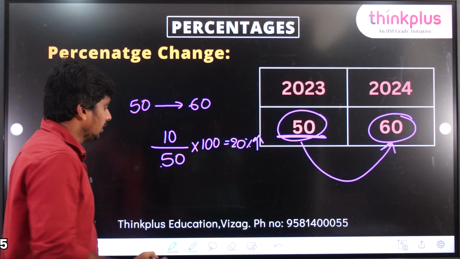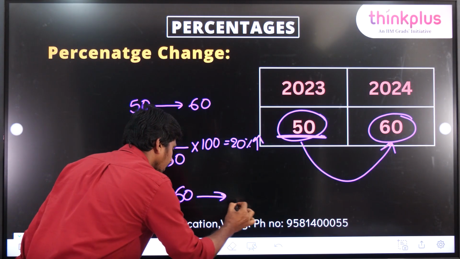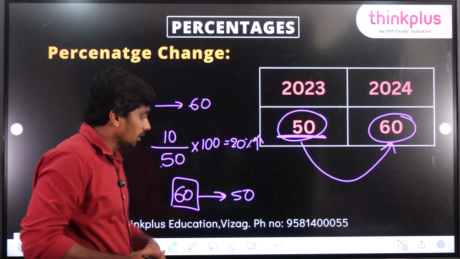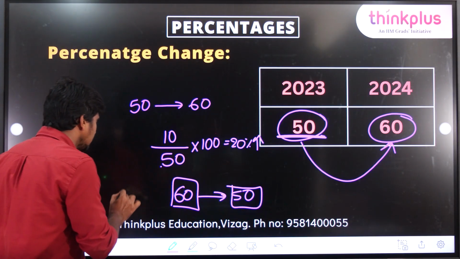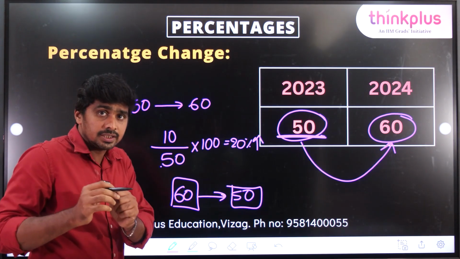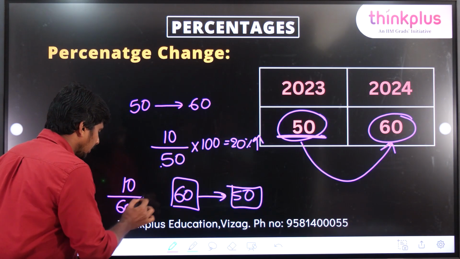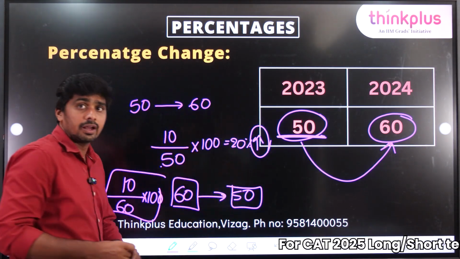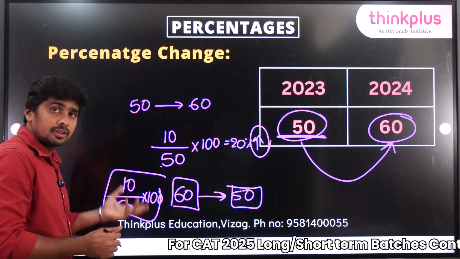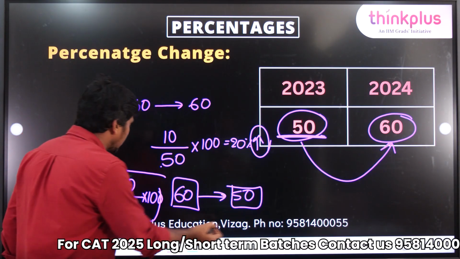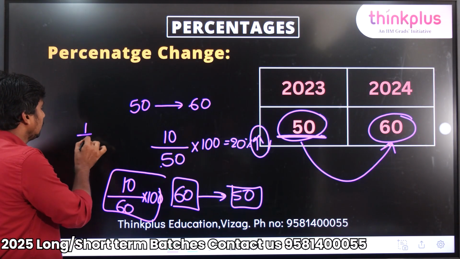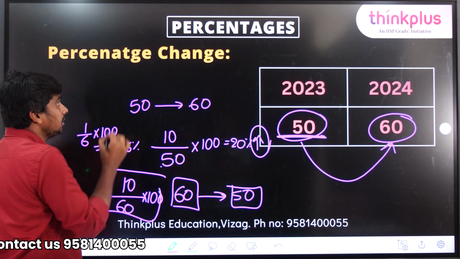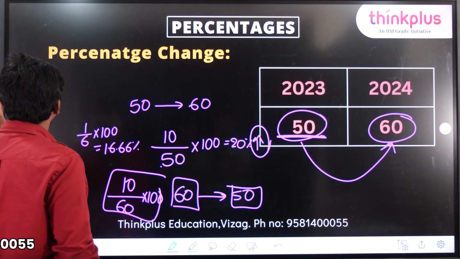For example, in the same question, if I take 60 became 50, let's take that I started with 60, then it became 50. That means 60 became 50, what's the change? The 10 is the change. This 10 change occurred from which place? 60 into 100. Is this an increase or a decrease? Earlier I used the upper arrow; here I should use the down arrow. Why down arrow? 60 became 50. 10 by 60 into 100, 1 by 6 into 100. The answer is 16.66%, right? So this is one of the things that you learn from the percentage change.